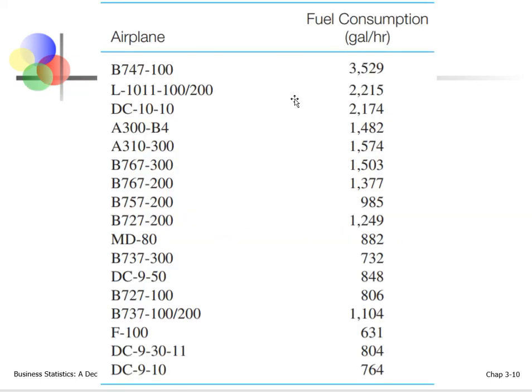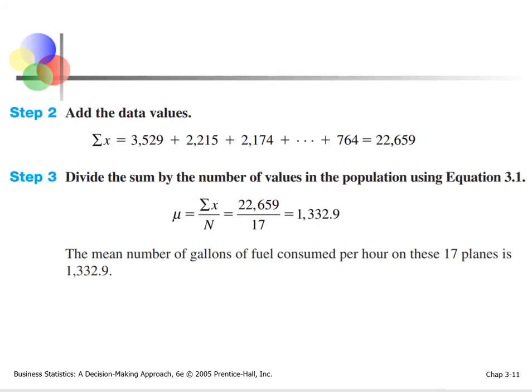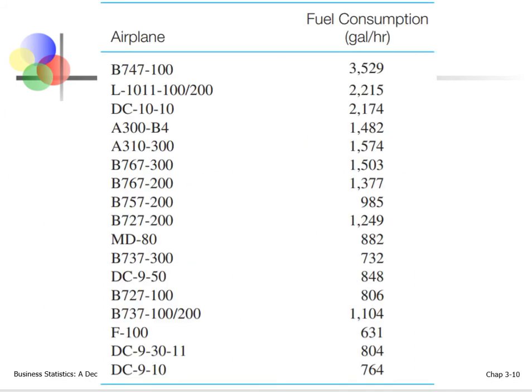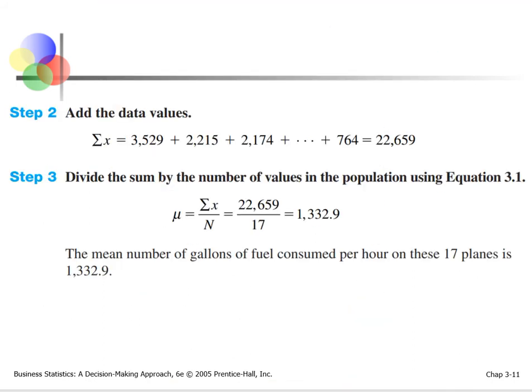So here are the data gathered by their researcher, their statistician. Now they use the formula for our mean. So you can solve this yourself, but basically we just add them, then divide by the number of data since we have 17. So this is now the average. So the average for the 17 planes is 1,332.9 gallons of fuel. Okay? Okay. So gallons of fuel per hour. Okay.